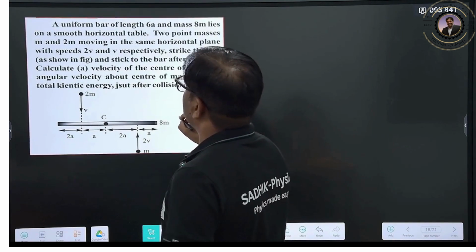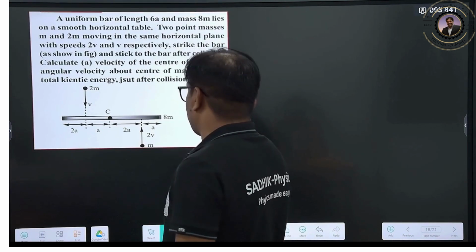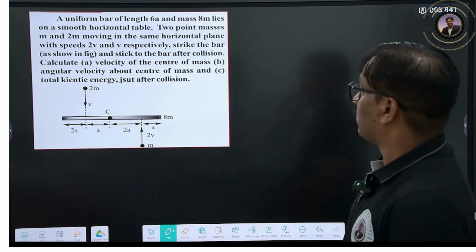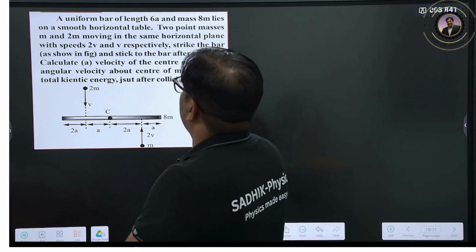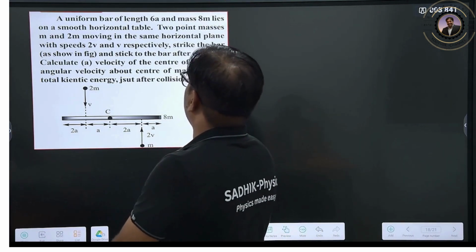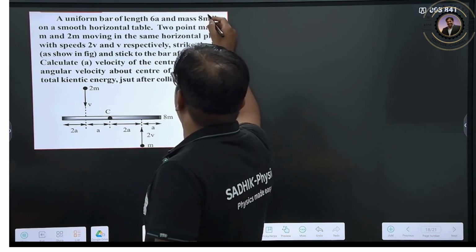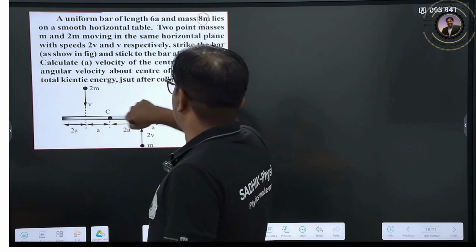If you understand the question, there is no difficulty. So here is a, let us see, complicated question. A uniform bar of length 6a, therefore total length is 6a. Mass is 8m, the mass of this one, totally 8m.